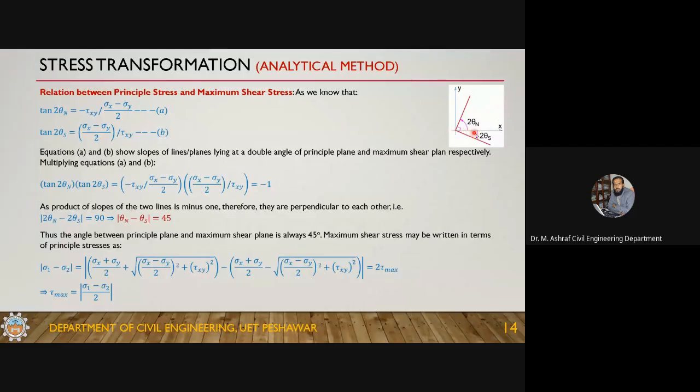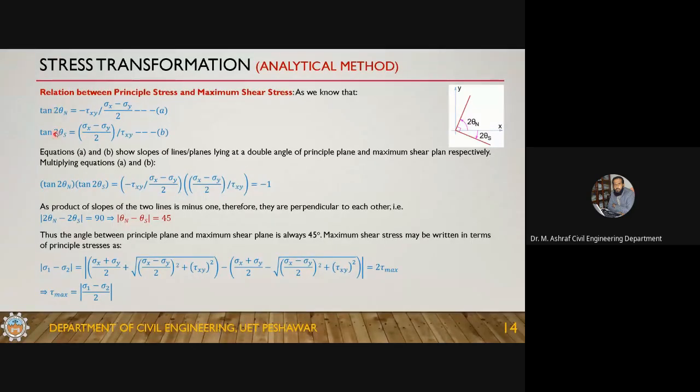This is 2 theta s, this line is 2 theta s. The actual plane is here. This is the slope of a line. So this equation is giving you the slope of lines at a double angle. The tangent of any angle is the slope of that line. So here 2 theta n is the slope of a line whose angle is 2 theta n. Okay, so these are showing the slope.